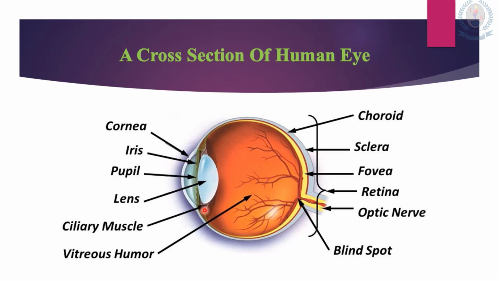Ciliary muscle. Ciliary muscle supports to hold the lens. Vitreous humor. Vitreous humor is a jelly-like, transparent substance that helps to maintain the spherical shape of the eye.